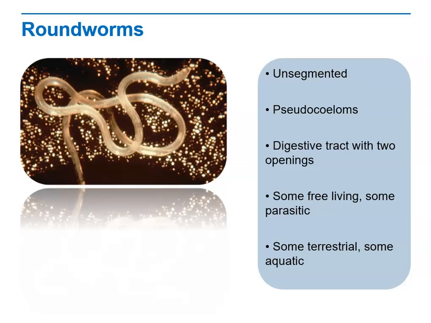Others are parasites that infect a wide range of plants and animals, including humans. Nematodes were once thought to be closely related to flatworms, annelids, and mollusks, but have been found to be more closely related to arthropods.